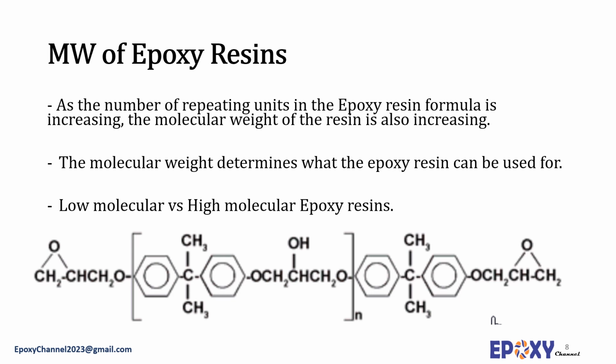A low molecular epoxy with a mean molecular weight of 380 is liquid at room temperature, while an epoxy resin with a mean molecular weight of 1000 is solid at room temperature. The molecular weight determines what the epoxy resin can be used for. It also can be used to measure the EEW of the resin and therefore for calculating the amount of the required hardener for the curing. EEW will be explained in a separate video.